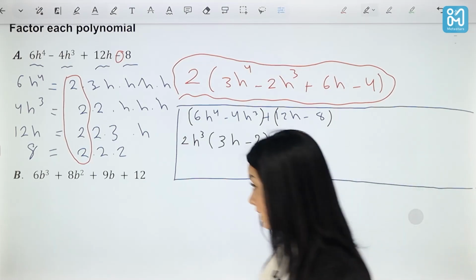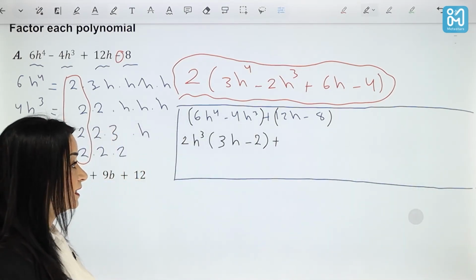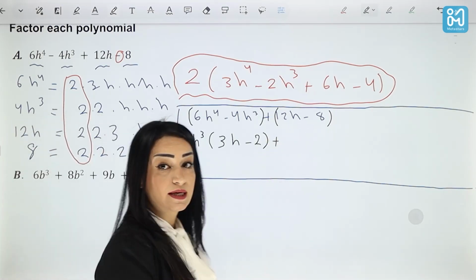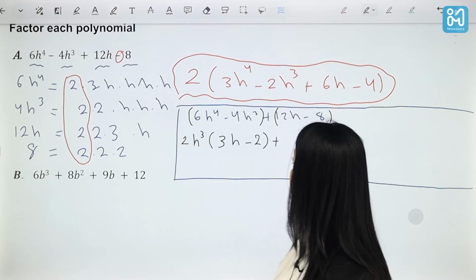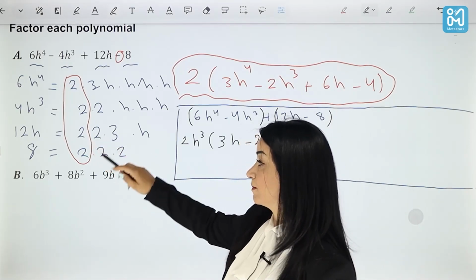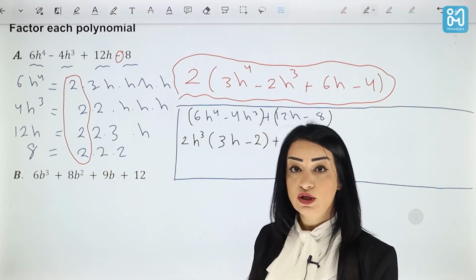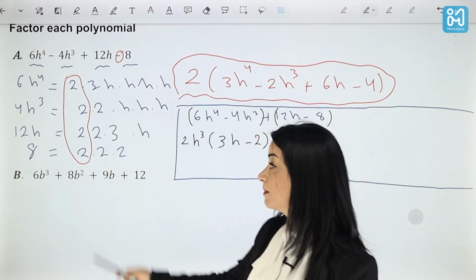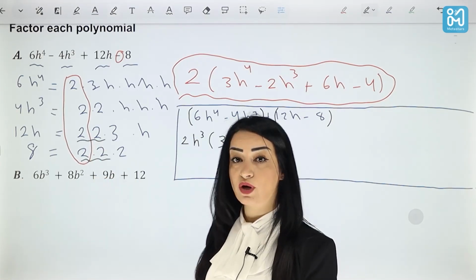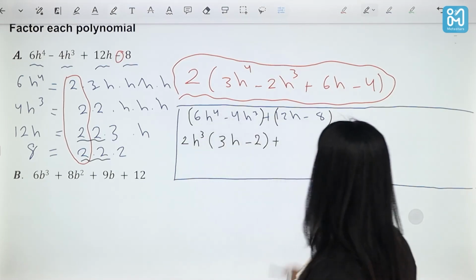Let's go to the second parenthesis now. 12h minus 8 is equal to what? Now 12 and 8: what is a common factor as a constant between them? 12 is 2 times 2 times 3, and 8 is equal to 2 times 2 times 2. So what is the common factor between them? I can take 2 times 2, actually 4 out as a common factor. So I took the 4 out.